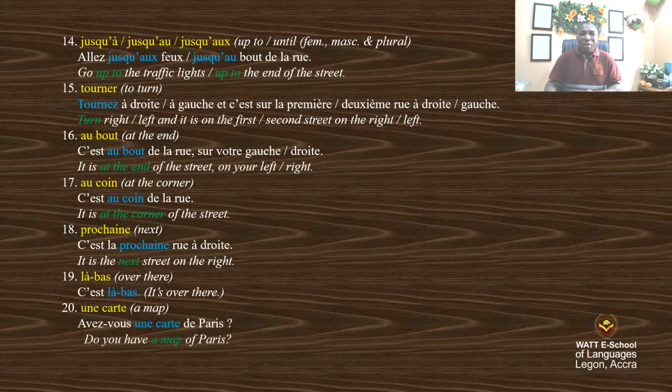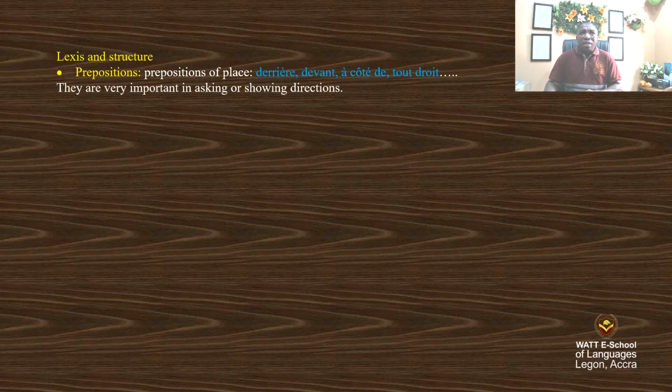Do you have a map of France? Of Paris? Sorry. Lexis and structure. Prepositions. Here we use preposition of places. Derrière, devant, à côté de, tout droit, etc. They are preposition of places. They are very important in asking or showing directions. When you want to show directions, you need to use preposition of places that you just studied.